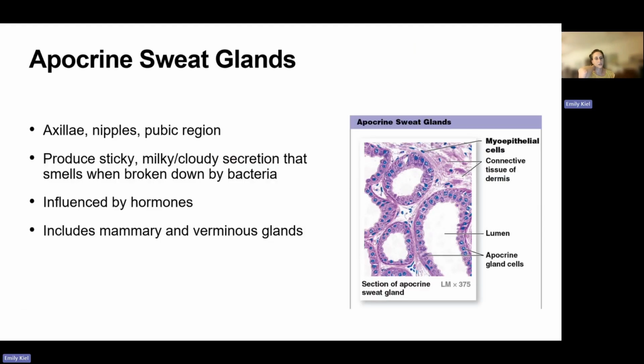Again, these are in your axilla, your nipples, your pubic region that make this sticky, milky, cloudy secretion that smells when it's broken down by bacteria, highly influenced by hormones, which is why if you go into a male dorm, there's a different odor than a female dorm. And some of that is just related to hormonal changes. And this includes our mammary glands as well. So you can see here, you've got your apocrine gland cells, you've got your lumen, you've got some connective tissue, and then here's some myoepithelial cells that may play a role in release of that material.